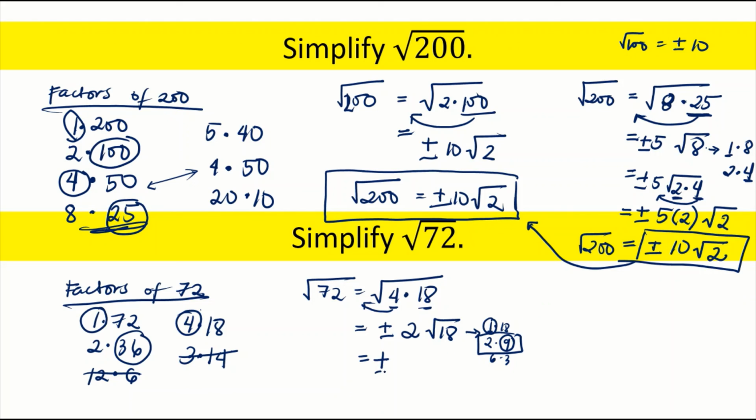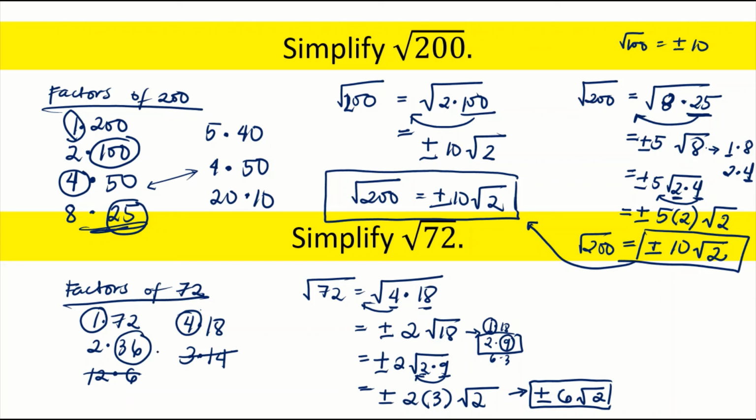So, we have positive and negative 2 square root of 2 times 9. So, inilabas natin yung perfect square number dyan which is yung 9. So, positive and negative 2 times what is square root of 9? 3. And then, anong natira sa loob? 2. So, square root of 72 is equal to positive and negative 2 times 3 equals 6 square root of 2. So this is our answer.